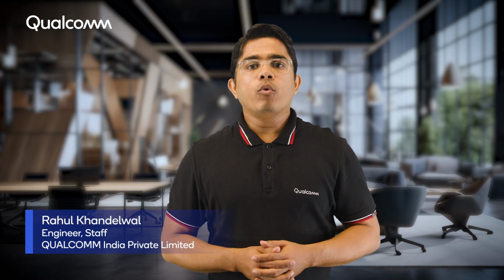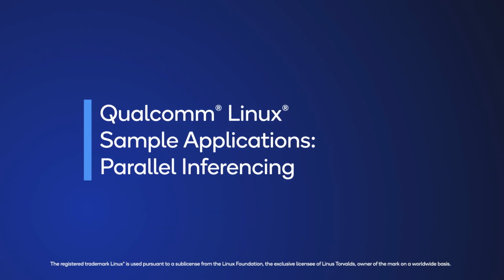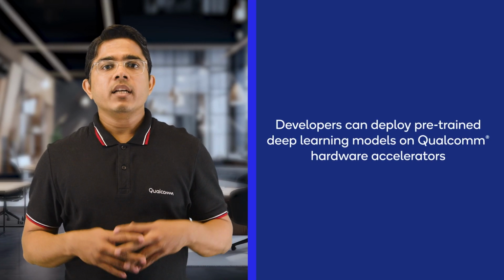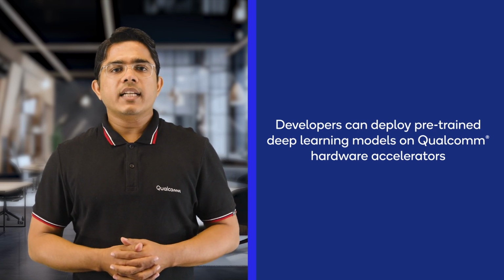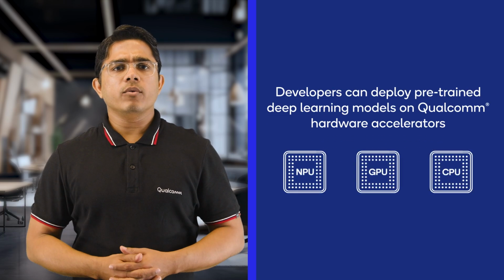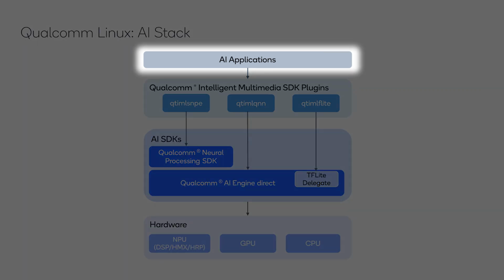Let's learn more about how you can achieve parallel AI inferencing with Qualcomm Linux. Developers can use Qualcomm Linux to optimally deploy pre-trained deep learning models on Qualcomm Technologies hardware accelerator, such as NPU, GPU, or CPU. There are a few key components that will help you start developing apps for Qualcomm Linux. First, there are AI sample applications that will help you implement end-to-end use cases and can be customized as needed.